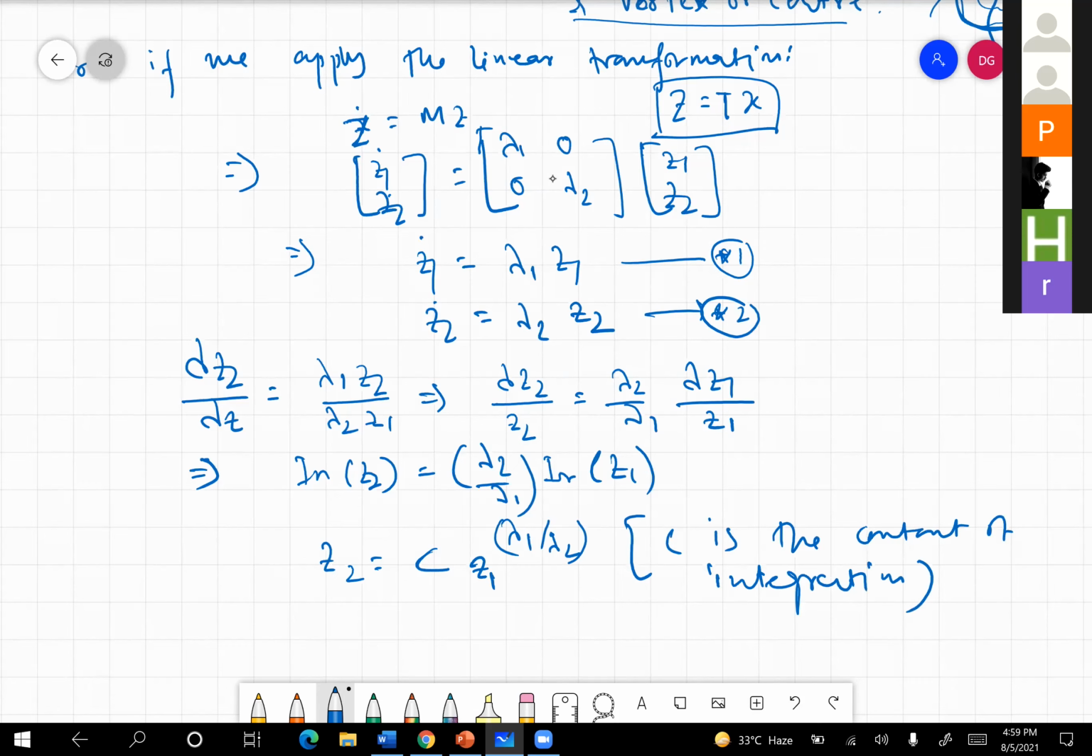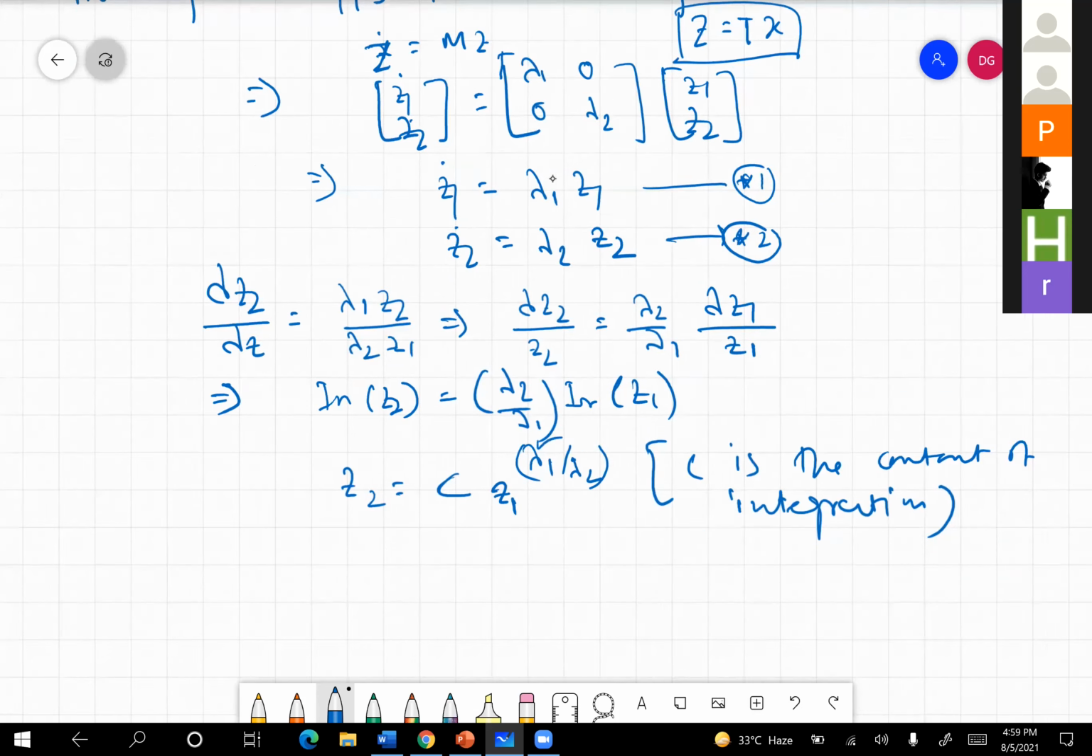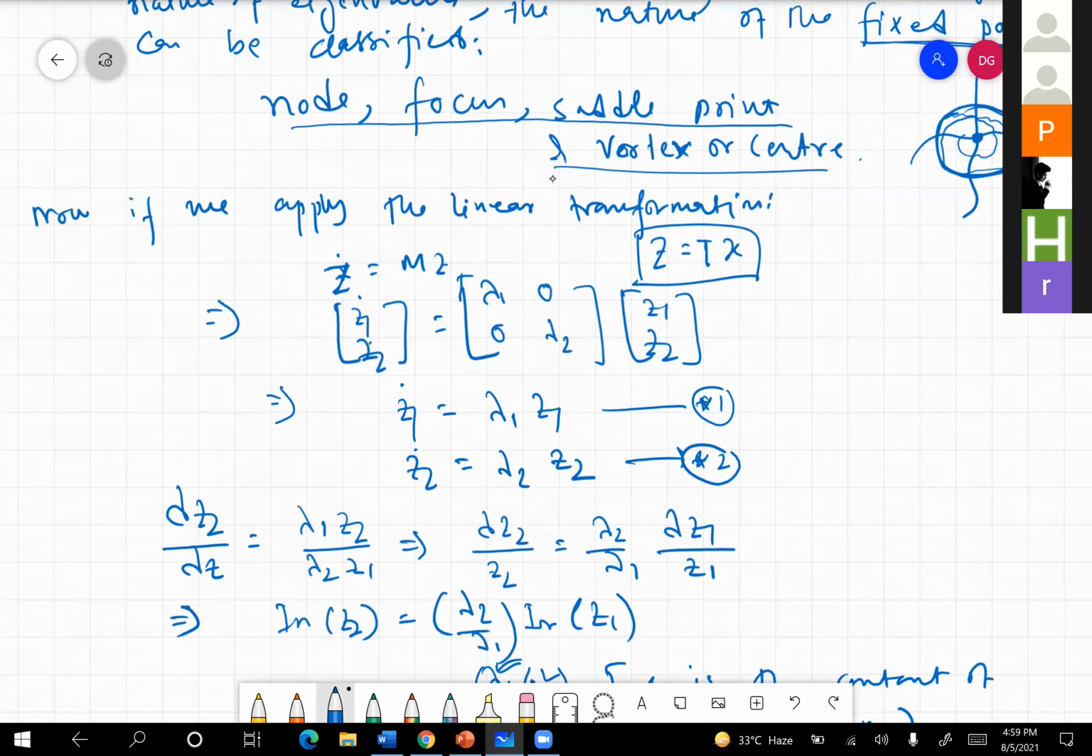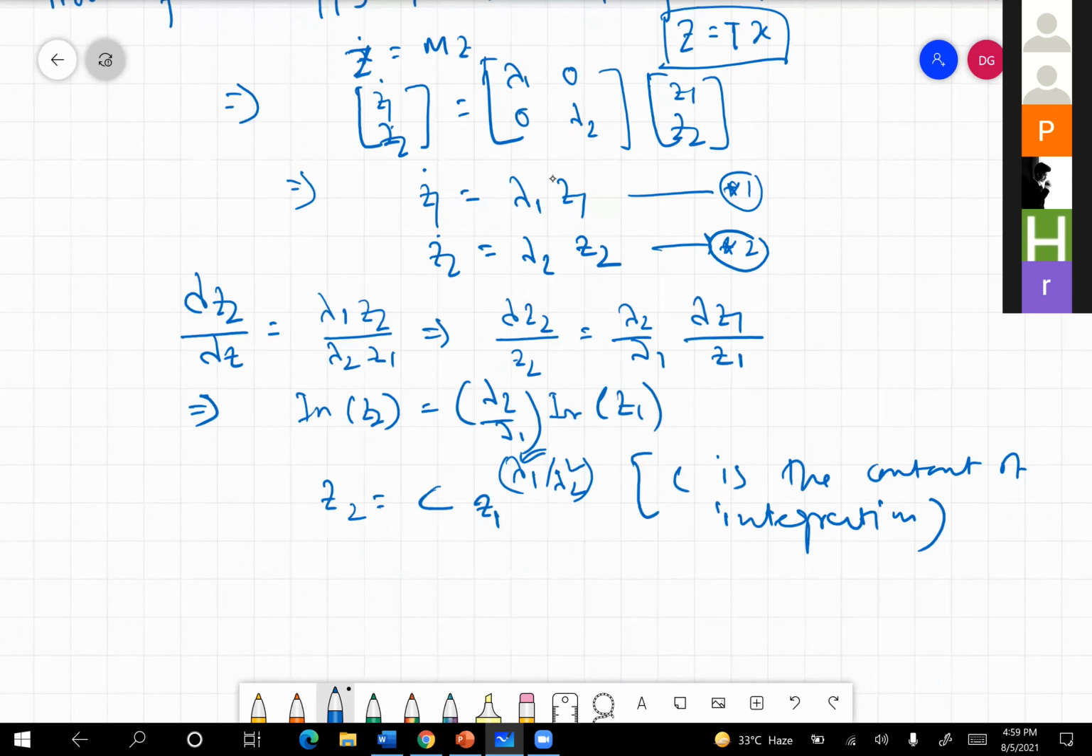Now, based on the nature of the eigenvalues, we can conclude what kind of response, I mean phase portrait, you may get. One is node, focus, saddle point, vortices. So now let me see how we can look.